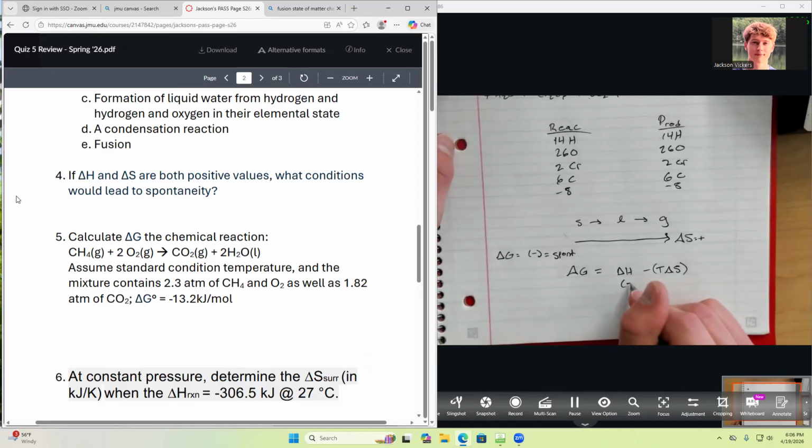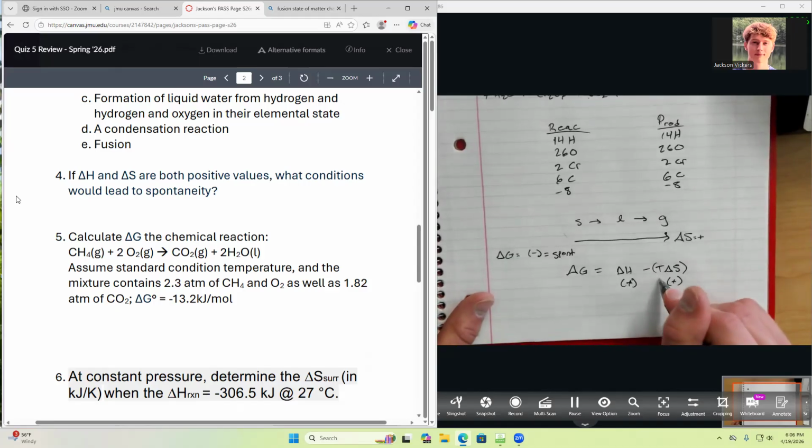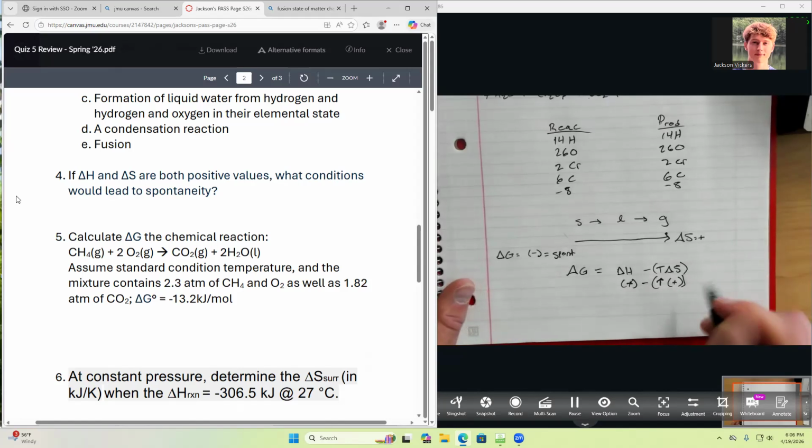If delta H is positive, that means it's endothermic, right? Which is not good for spontaneity. For spontaneity, we want things to be exothermic. But delta S is positive, so it's getting more entropic, and that is good for spontaneity. If we want this to be negative overall, we would have to be subtracting a really big number to bring it down into negative territory. So we would need T to be really big so that the term we're subtracting lets the Gibbs be negative. Does that make sense?